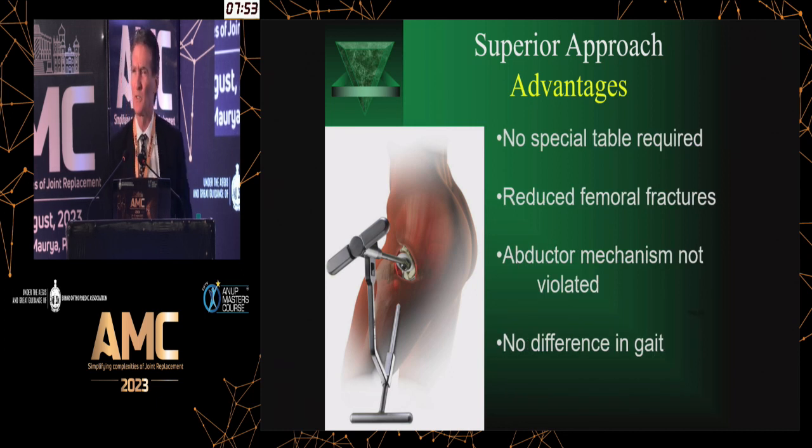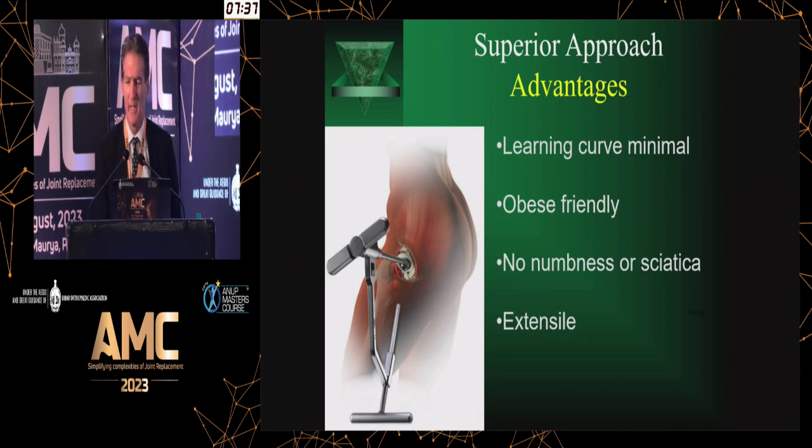There's no special table like the Hana table that people use for anteriors. There are not as many femoral fractures as with anterior because you don't have to torque on the femur so much, and you don't violate the abductors like the lateral approaches. There's pretty much no difference in gait when you're done. The learning curve is very minimal; it really takes 2 or 3 cases to learn this approach. It's very obese friendly because the adipose just falls away from the incision when they're in the lateral position.